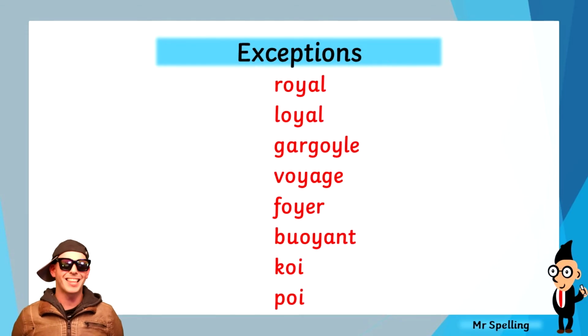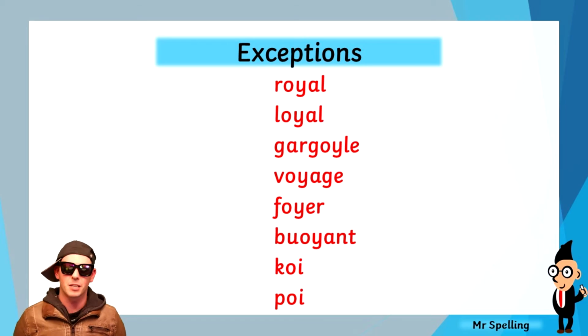Now, let's have a look at the exceptions to this spelling rule. It is a fairly good spelling rule. It's correct about 90% of the time, but there are a few exceptions. So the words where O-Y is in the middle of the word are words like royal, loyal, gargoyle, voyage, foyer, and buoyant. And there are two words that have the oi sound at the end of the word spelt O-I, and those words are koi, which is a fish, and the word poi, which is the art of fire spinning.